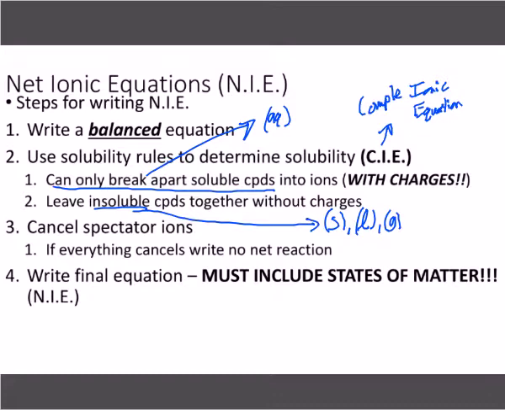But, guys, spectators are just watching. So we're going to cancel out what we call the spectator ions. The ones that aren't taking part in the reaction, they're staying the same throughout the whole thing. And then we're going to write the final equation. It seems like a lot. It seems very confusing. Let's just jump right in and actually practice.